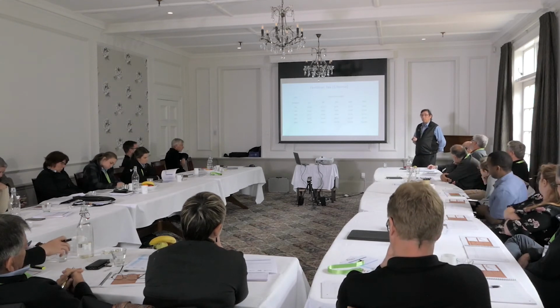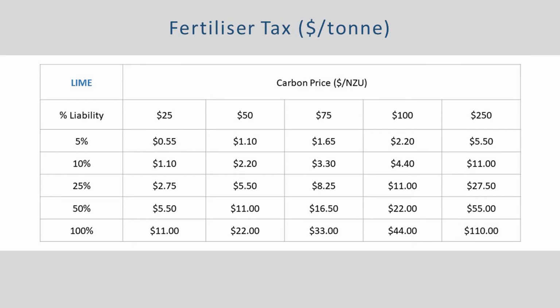And the same with lime. When you apply lime onto the ground, it will let off some CO2, so you're going to get taxed on that as well. Again, at $25 and 5%, it's not much, 55 cents per tonne. But get down to this end of the scale, you're probably not going to be putting much lime on if you're paying $110 a tonne tax.